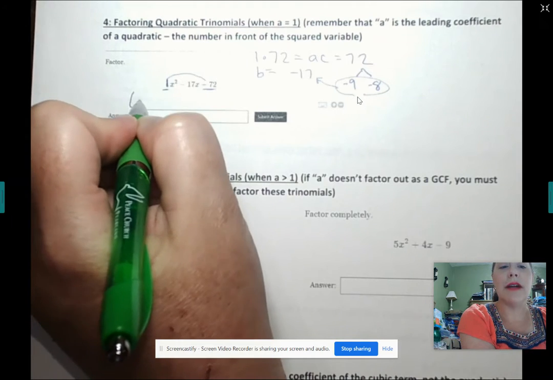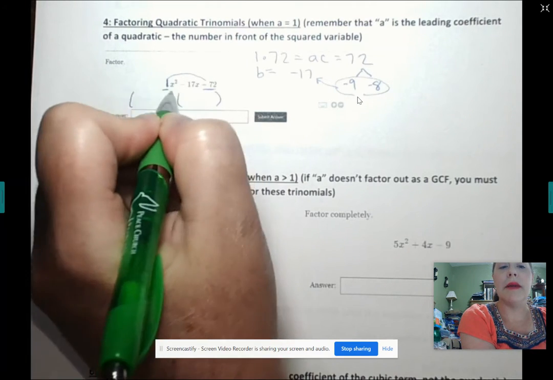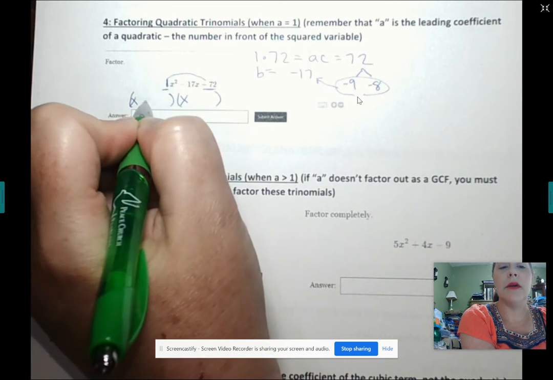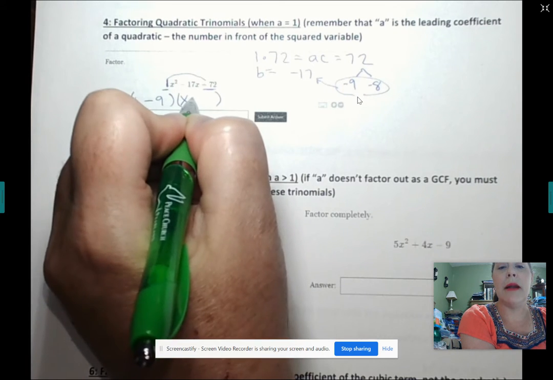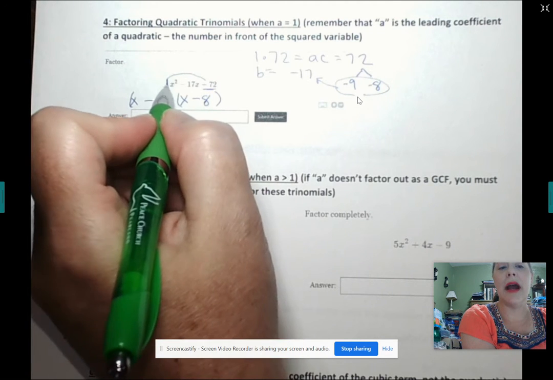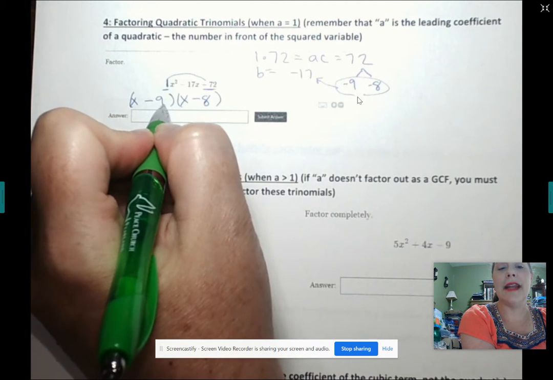So I'm going to write my factors. I'm going to split x squared into 2. I'm going to put a minus 9 with one and a minus 8 with the other, and it doesn't matter which one. And then as a habit, I always want you to divide the 9 and the 8.